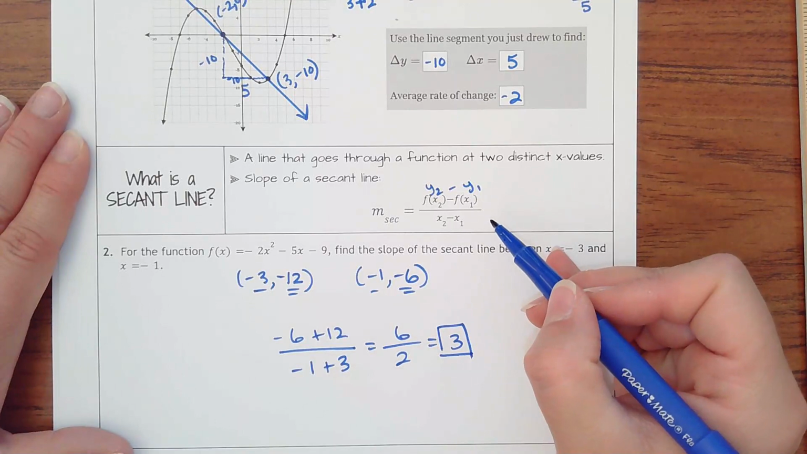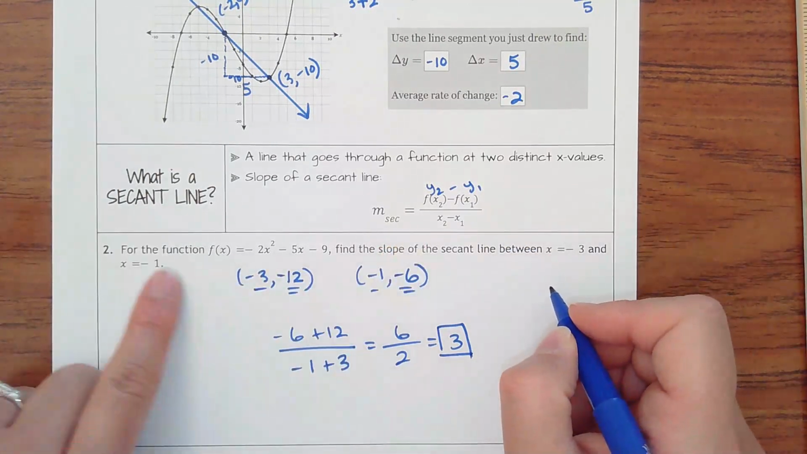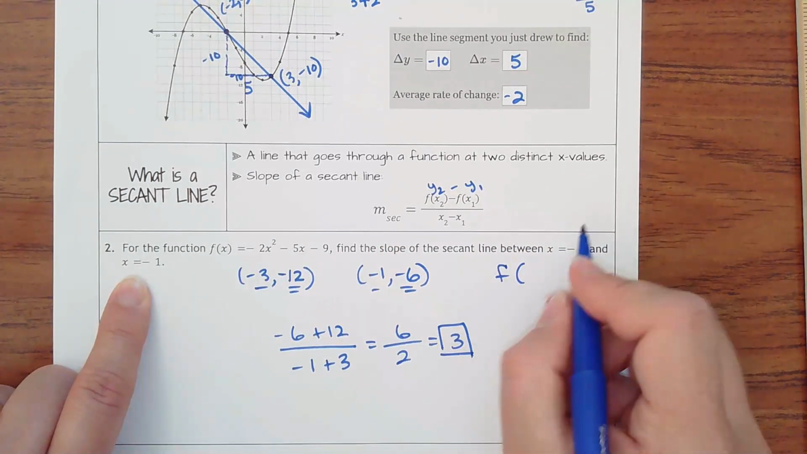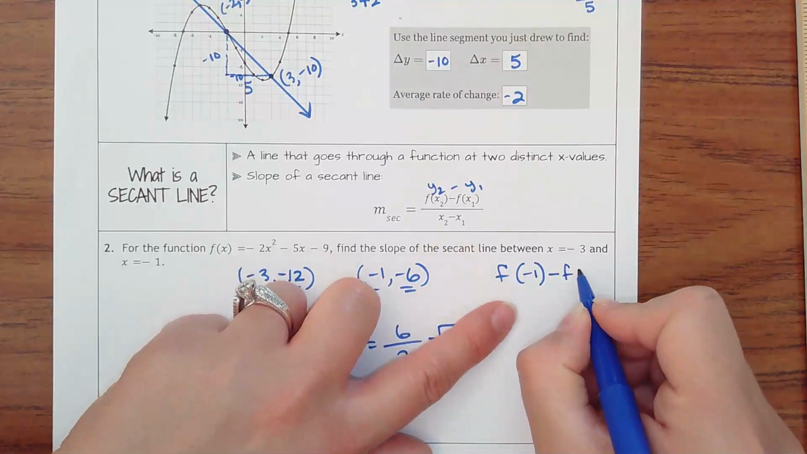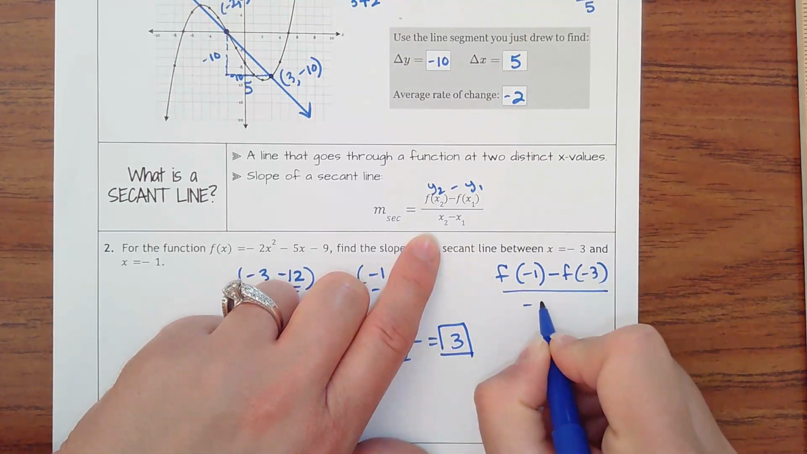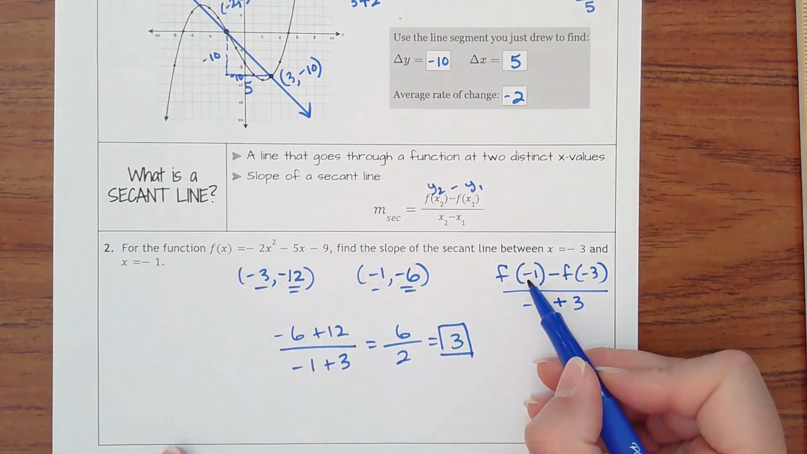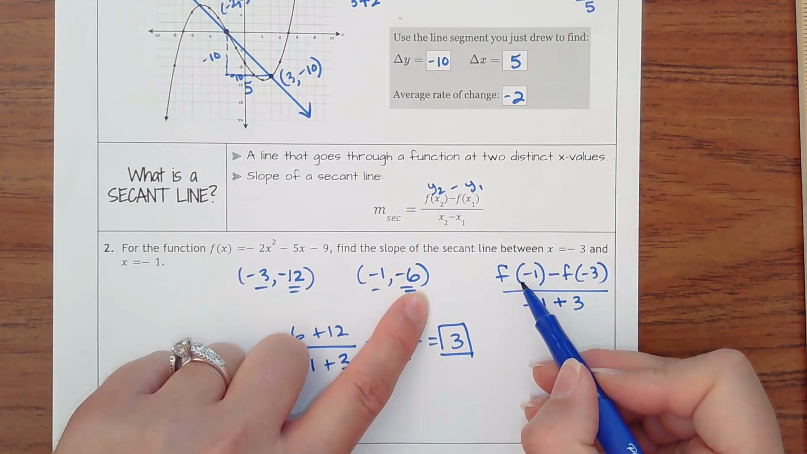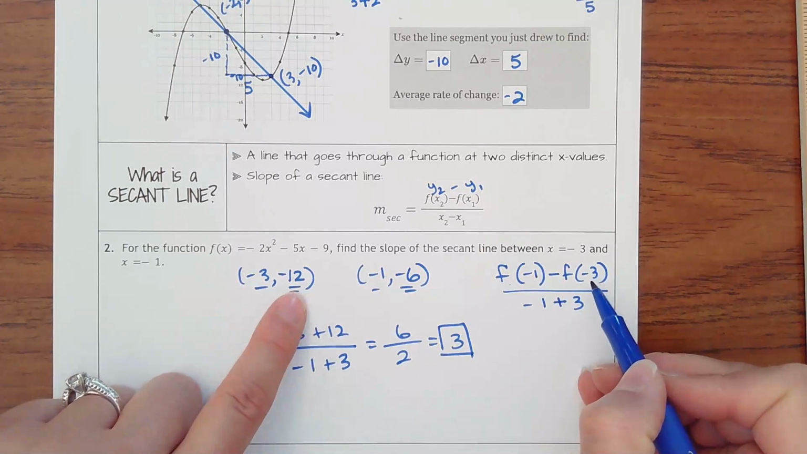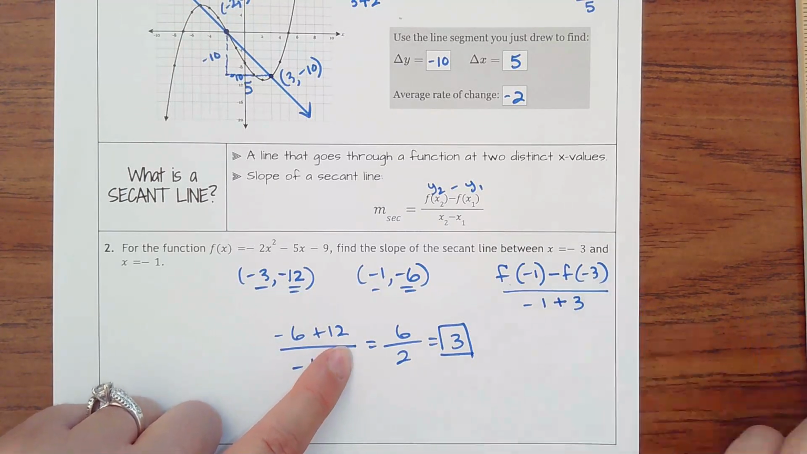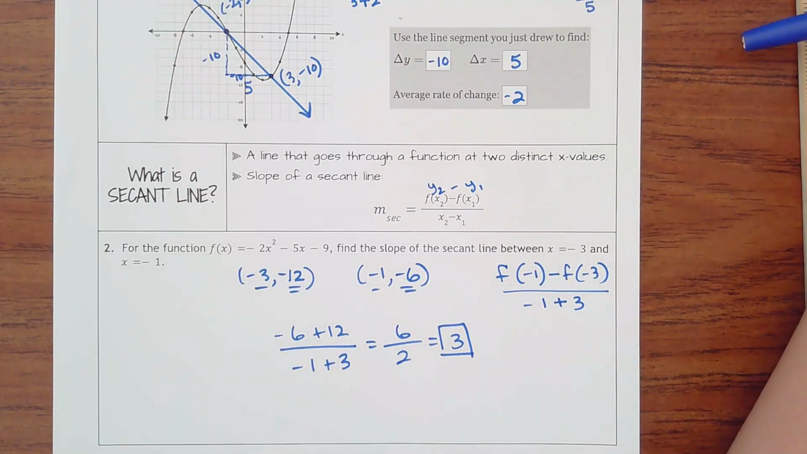But again, this is going to be important moving forward. So you would think f of x2 would be f of -1 minus f of -3, divided by -1 minus -3. Because f of -1 says when x is -1, what is y, which was -6. And f of -3 meant what was y when x was -3, which was -12. So this formula shouldn't be scary. It's really doing something we've already done.